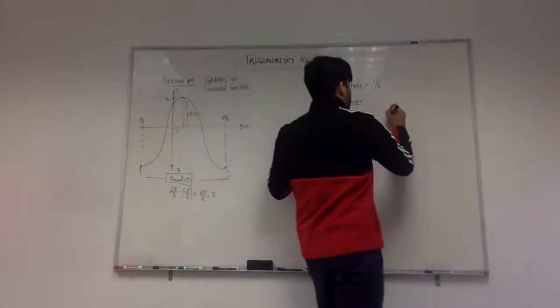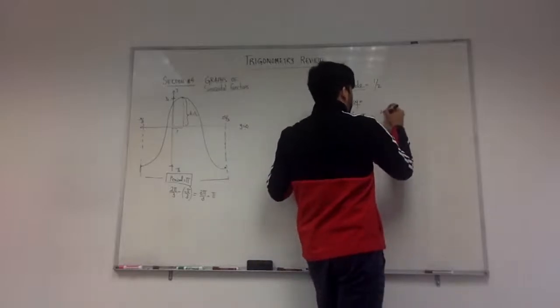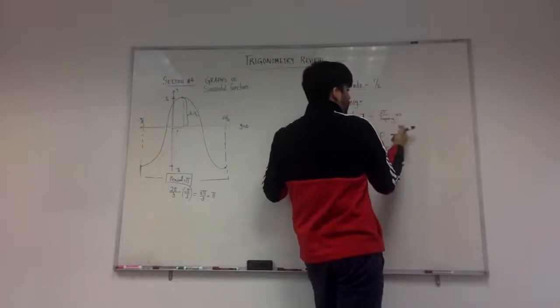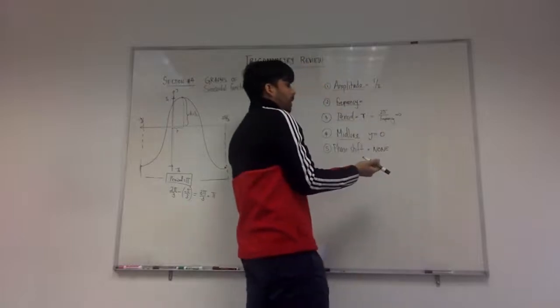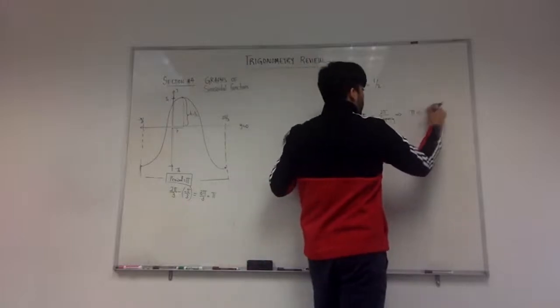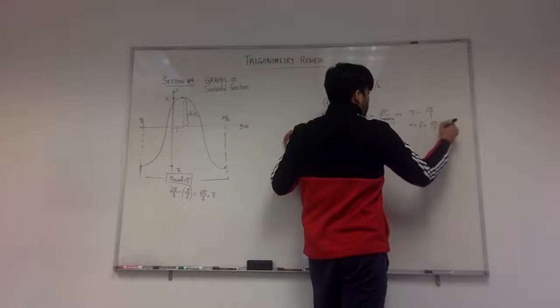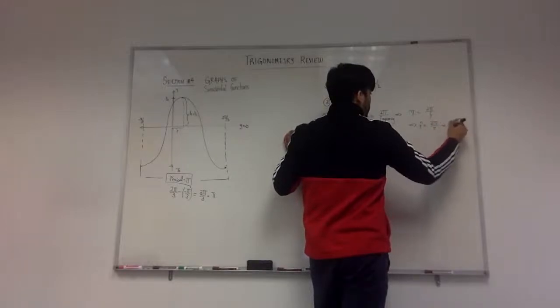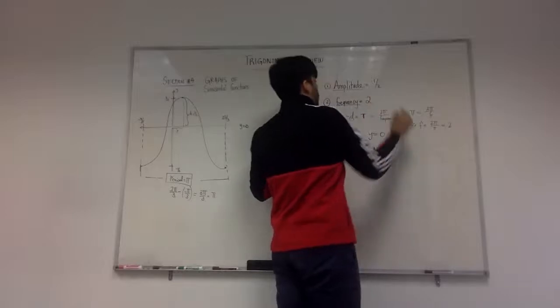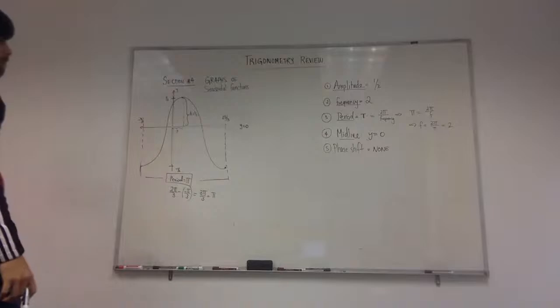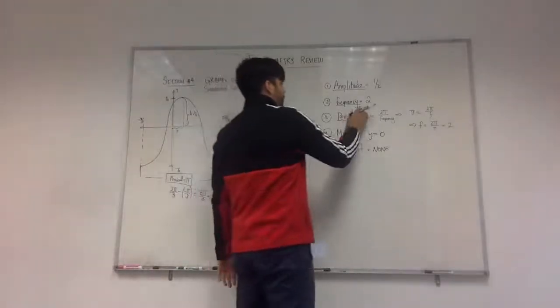So if my period is pi, remember, my period is also 2 pi over my frequency, which is my b value. So from here, how do I figure out my frequency? Well, I got pi equals 2 pi over my frequency. So by a little bit of algebra, my frequency is 2 pi over pi, which equals 2. So my frequency here is 2. So far, so good.